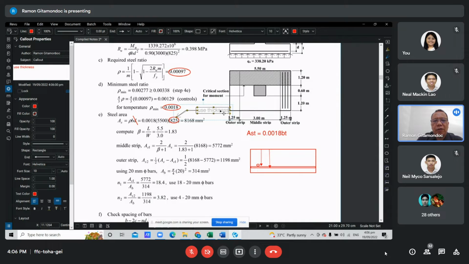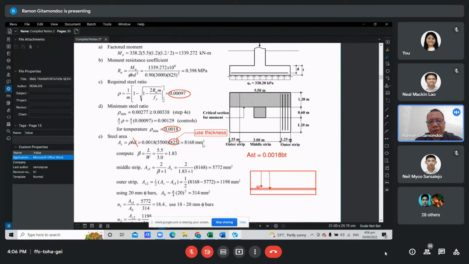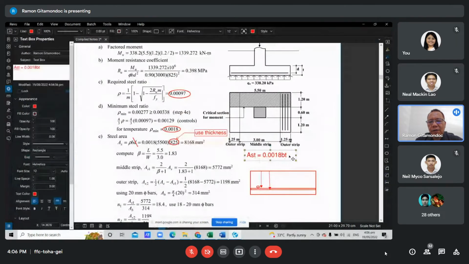Rather than the effective weight, the thickness will be 850. In this case, we use the effective depth of 850 plus maybe 100 mm cover, so we get 950 millimeters. Instead of 825, we should use 950. Okay?